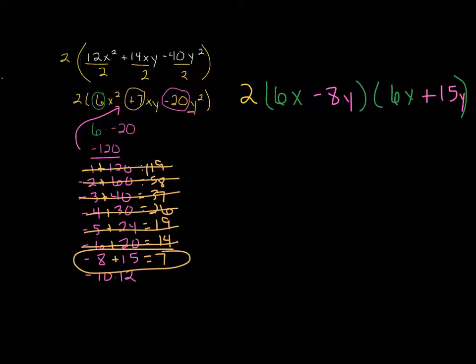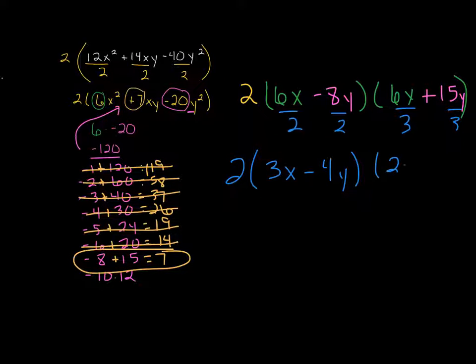Now, let's see where we can throw the extra 6 out. Here we can divide by 2 in the first group. Second binomial, we can divide by 3, which gives us the 6. So we have a 2 up front still. 3x minus 4y, and then 2x plus 5y.